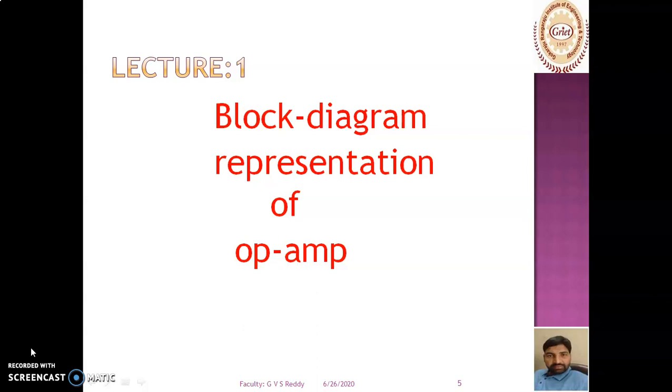Lecture 1 for IC applications subject, that is integrated circuit applications. The first lecture is block diagram representation of operational amplifier.